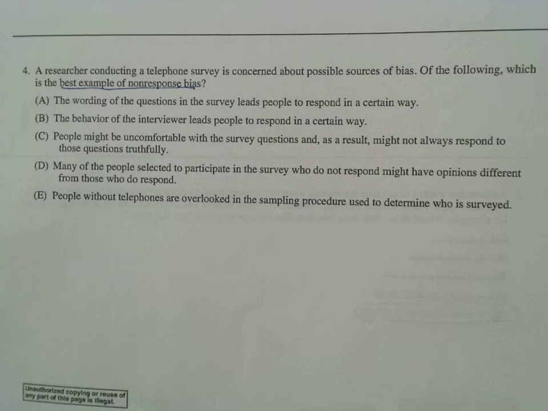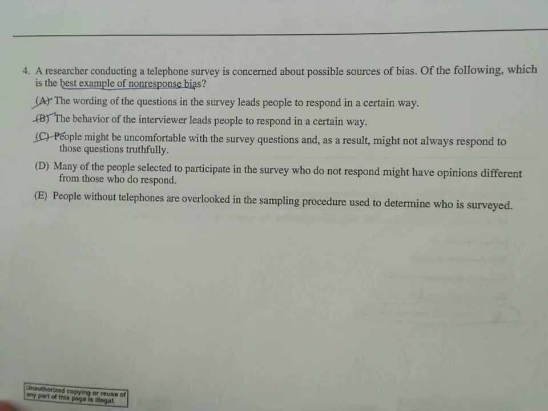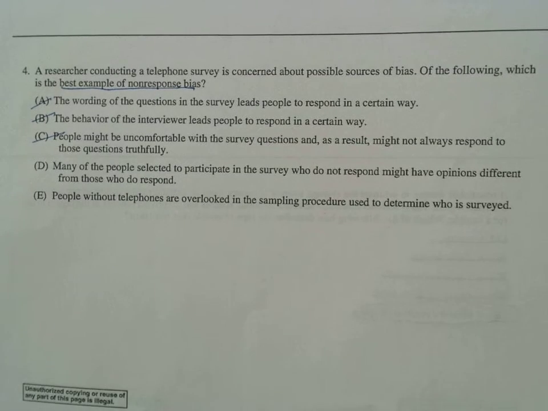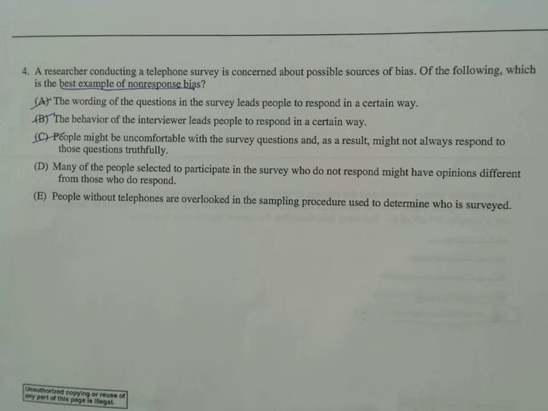The first 2 both seem to lead to response bias. In fact, even the third, when you read it, those are all response bias. We're getting a response that's somehow different or misleading from the truth. D and E both seem to be some form of non-response, but we're asking for the best form. People with telephones are overlooked in the sampling procedure. That is true, but how many people don't have telephones? Let's really look at D.